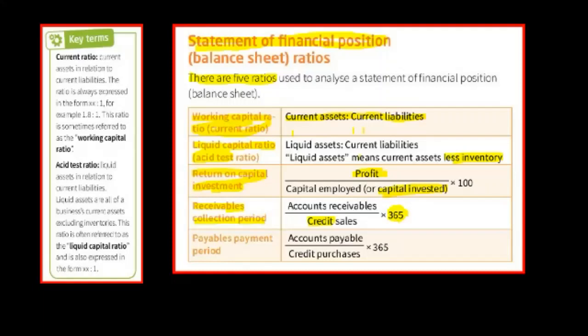The payables payment period is the opposite of the receivables collection period, and it's accounts payable over the credit purchases. And we multiply by 365, and it will tell us how long we are taking to pay our creditors. That has implications on whether we get discounts and trade discounts and so on from our suppliers.